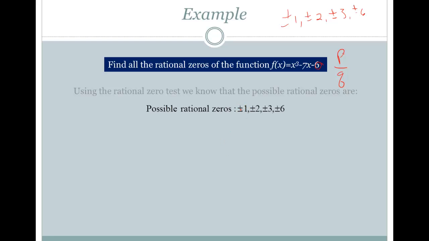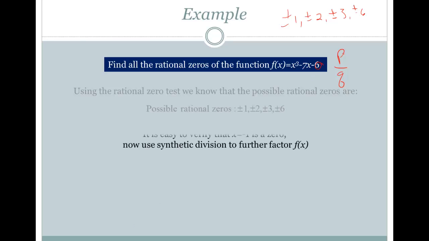Now my advice is to try to find one. I always start right here, plus or minus 1. If I plug in 1 here, I get 1 minus 7 minus 6. That's not going to work. But maybe if we plug in minus 1, we get negative 1 plus 7 minus 6. That actually works. So it's not hard to show that this is a zero.